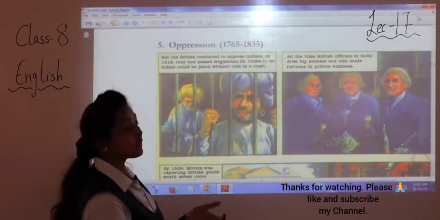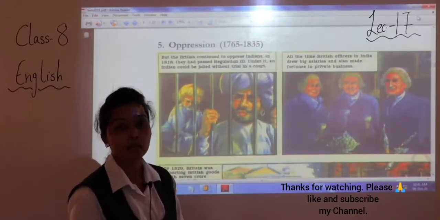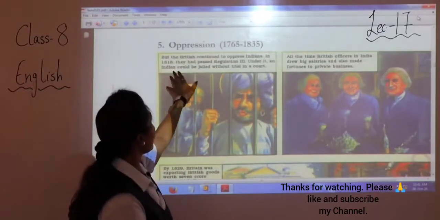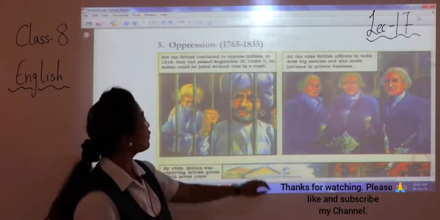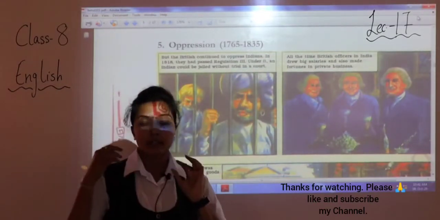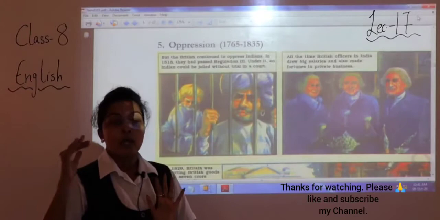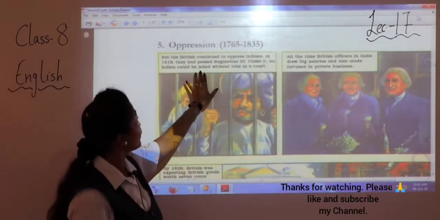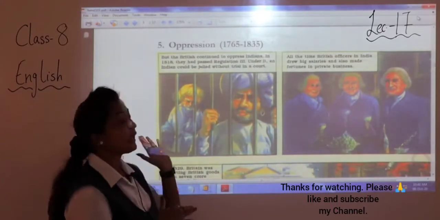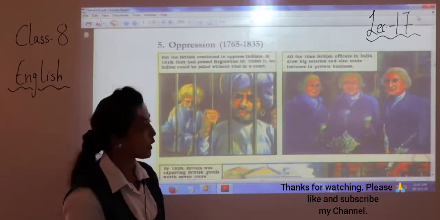Okay, and under this regulation, what new law, or what we can say new policy, came? That an Indian could be jailed without trial in a court. Means an Indian could be jailed without any trial in a court. Okay, so directly that thing is applicable.